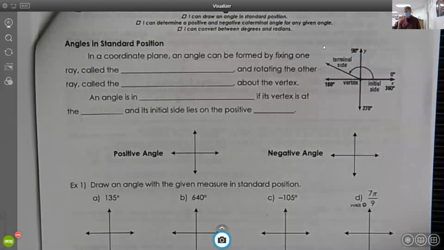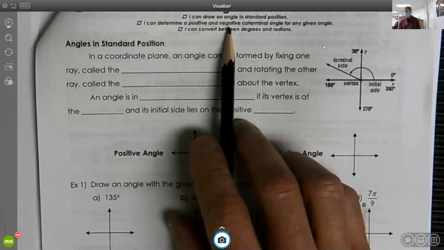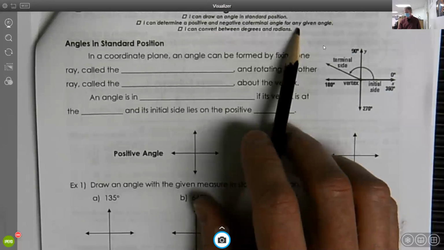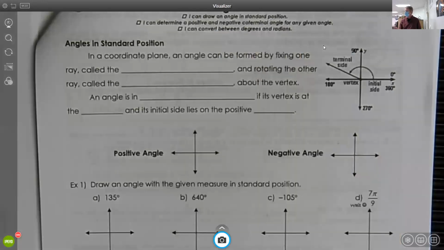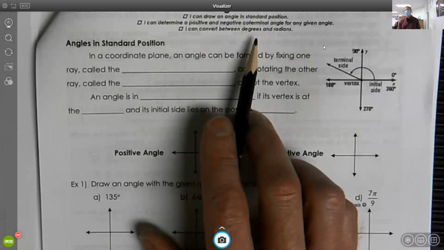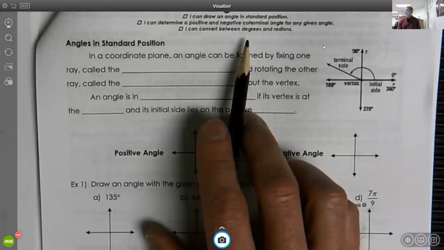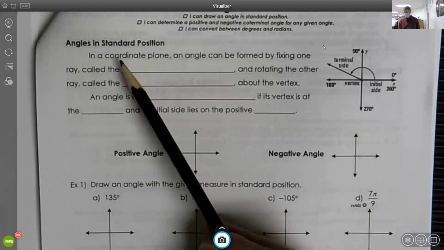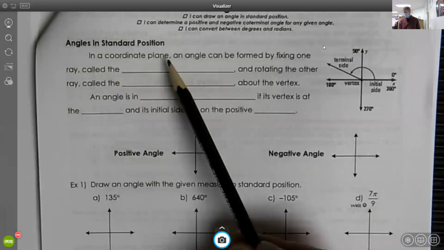You're going to need to talk about a positive and a negative coterminal angle. All right, so you're going to look for those words, and we're going to talk about a positive and negative coterminal. And you'll also work with converting angles. I'm not a big fan of converting angles. I think you should learn to understand what the angle means in radian, but there are often times when that is necessary.